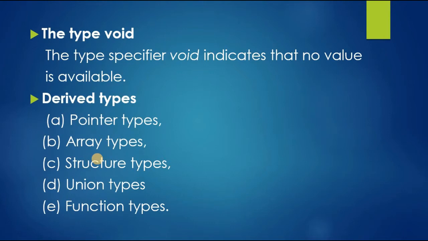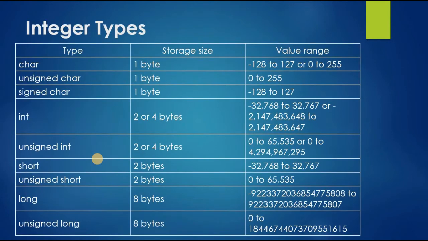The fourth one is derived types. Derived types contain the following types: pointer types, array types, structure types, union types and function types. The array types and the structure types are referred to collectively as the aggregate types. The type of a function specifies the type of the function's return value. We will see the basic data types in the following section, whereas the other data types will be covered in the upcoming videos.